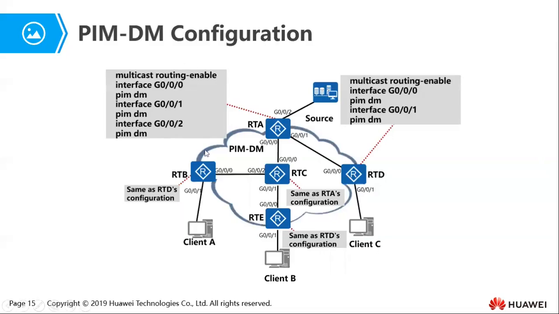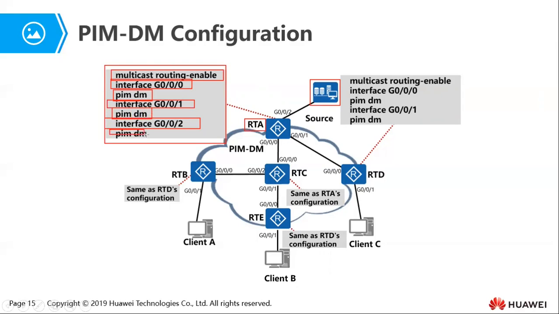Okay, so let's see how to configure. So here is the source. So you're not configuring anything in the source. Here is the router that is connected to the source. So this is how we configure PIM-DM. So we begin by enabling multicast on the interface view. Then we go to all the interfaces that are forwarding multicast packets. And we specify PIM-DM as the PIM mode that we want to use. So PIM-DM. Like that.